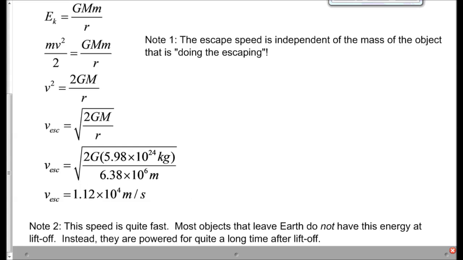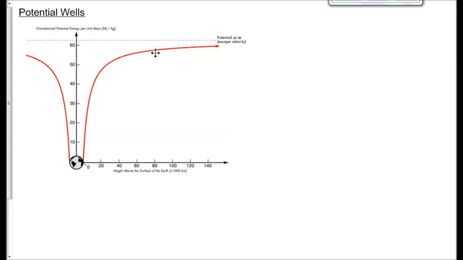Okay, so again, with this idea in mind, we can talk about this pretty cool idea of a potential well. And so what I've got here is a graph of the gravitational potential energy. Don't worry too much about the units, but the higher the scale, of course, the higher the gravitational potential energy. And we've also got the distance away from Earth in terms of kilometers. So the further away you go from Earth, of course, the gravitational potential energy increases in the system.